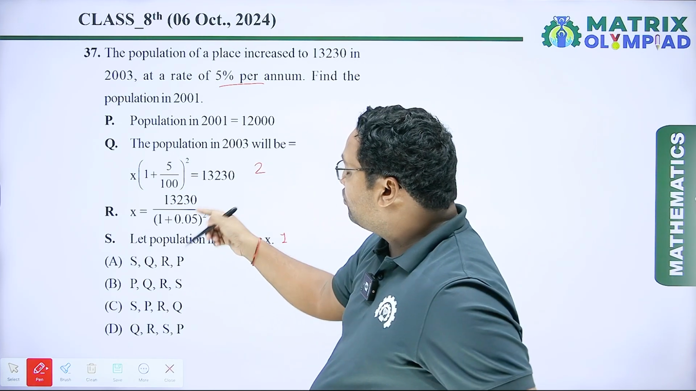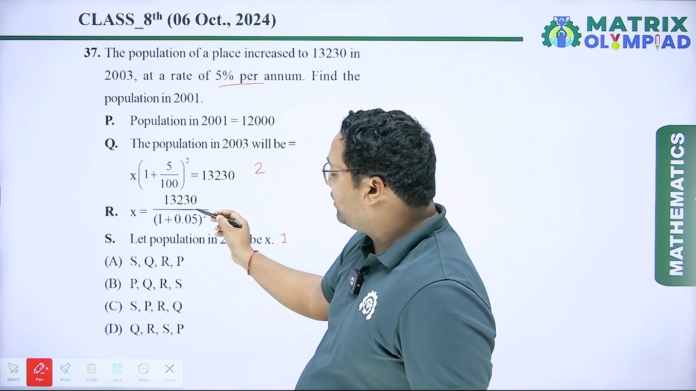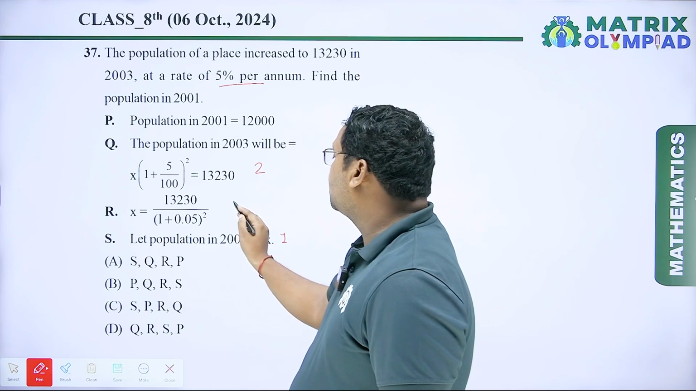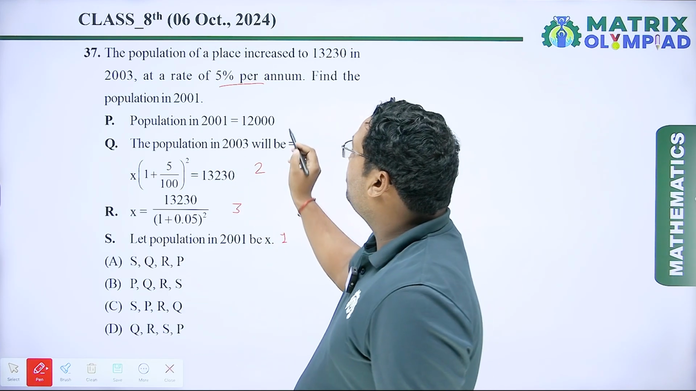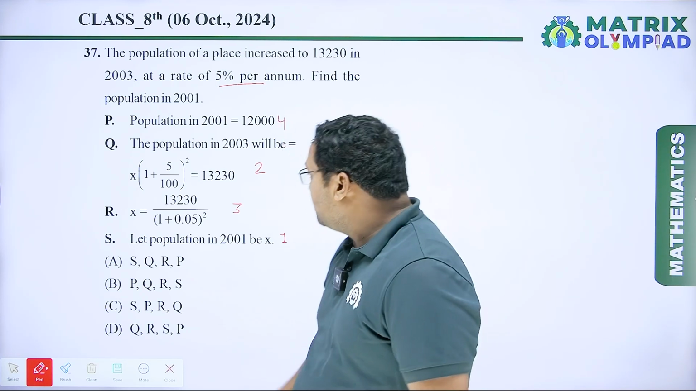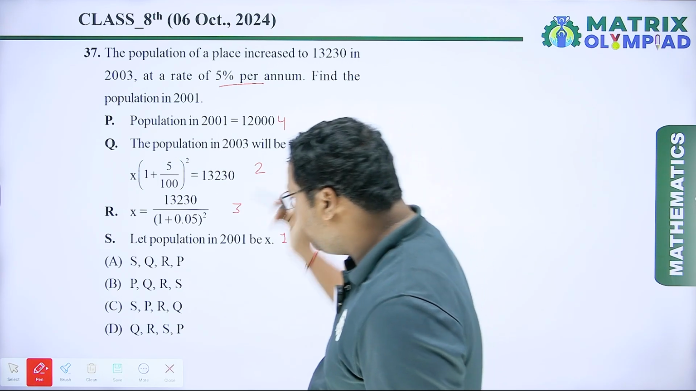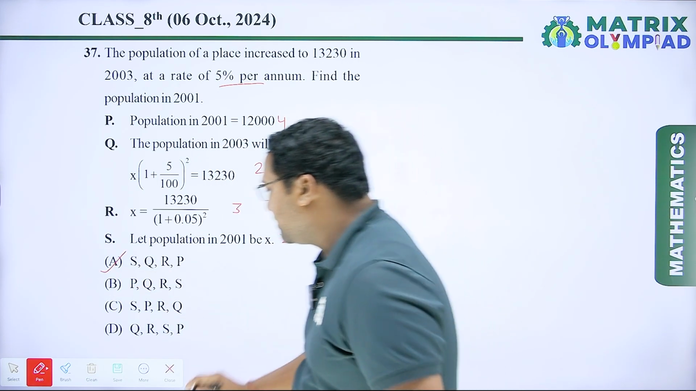Next we have to solve this equation, so we will get x equal to 13,230 upon 1 plus 0.05 square. Next step is this. And last we have to tell the population in 2001, that is 12,000. So it is step number 4. So correct is SQRP. SQRP is option number A. So the correct option is A.